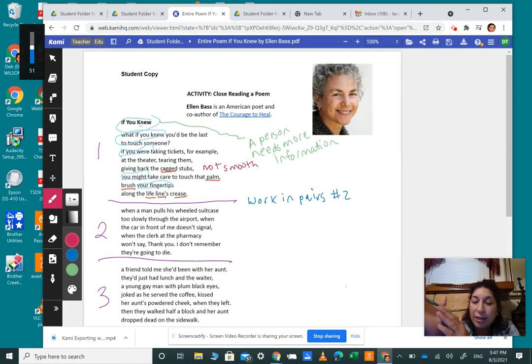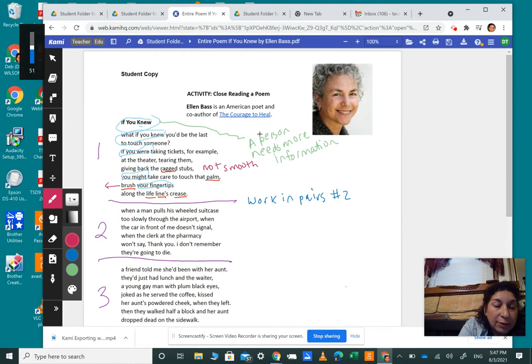It says you might take care to touch that palm. So when people touch your hand, they brush, or it's another way of saying lightly, right? The definition for this word brush is not a noun. It's not a comb or a brush for my hair, which would be a noun. It's actually a verb. It's a way of touching a palm or touching somebody gently. So I'm going to write gently. It looks like a J, but it's really a G. This is the stylus I'm using. Okay, brush your fingertips. So it looks like I'm doing this, right? Very lightly along the lifeline's crease.